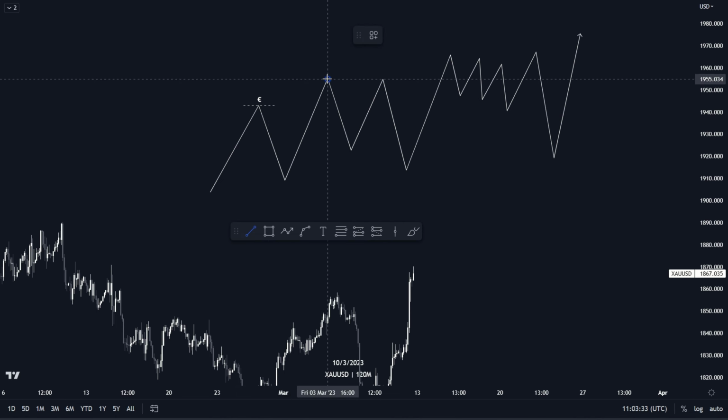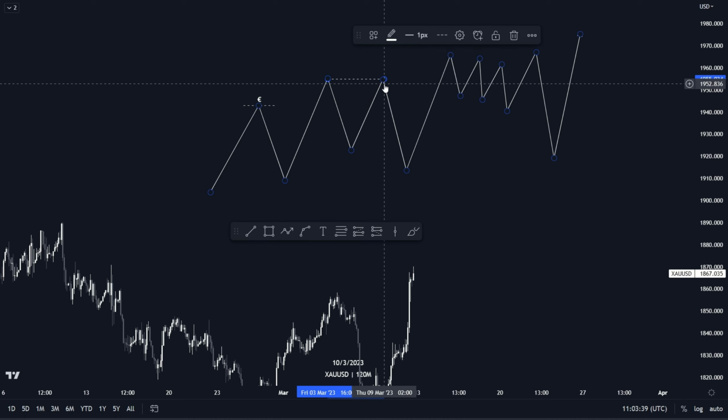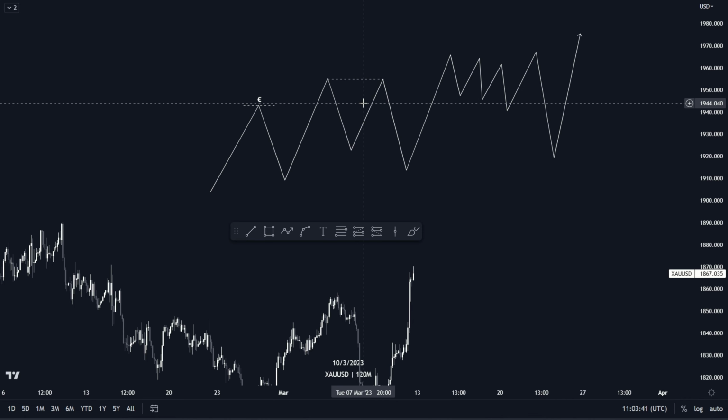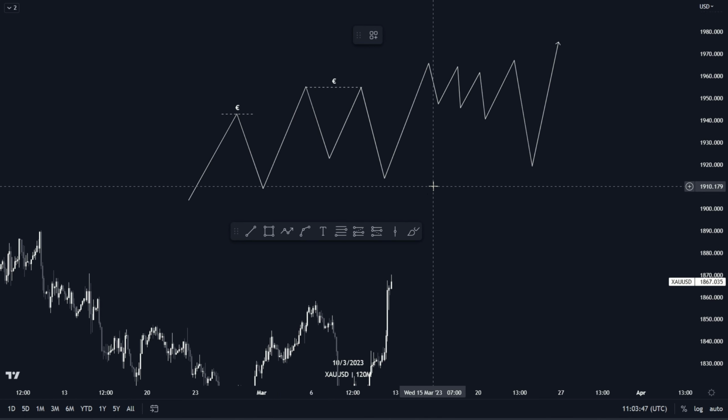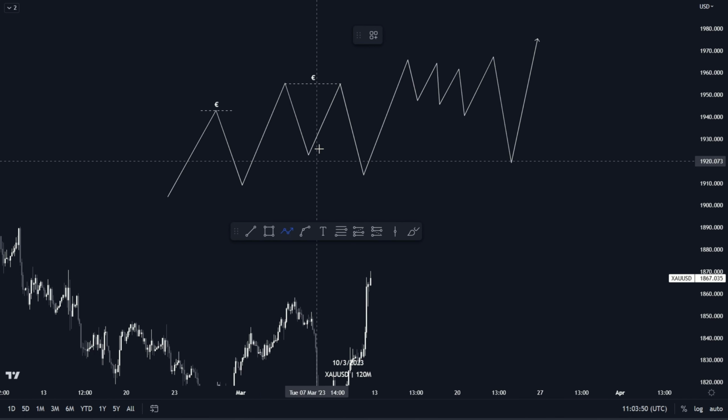And here we have liquidity in form of equal lows, meaning that people who are trading support and resistance will be taking their selling opportunities here. So what price is going to do is push to the upside to clear off this liquidity here. And that's the equal highs here.